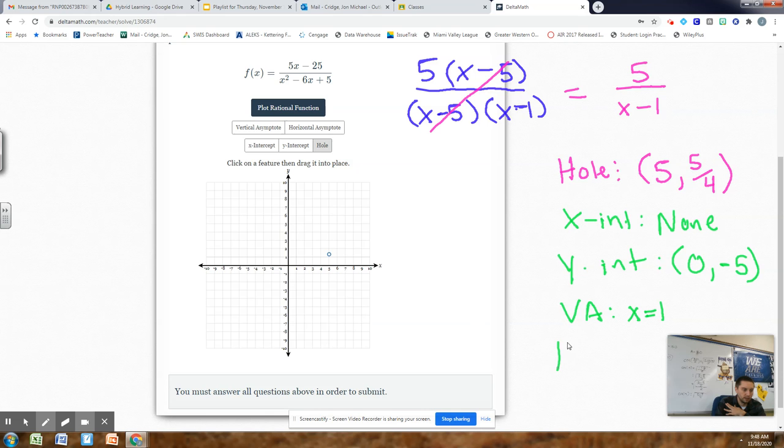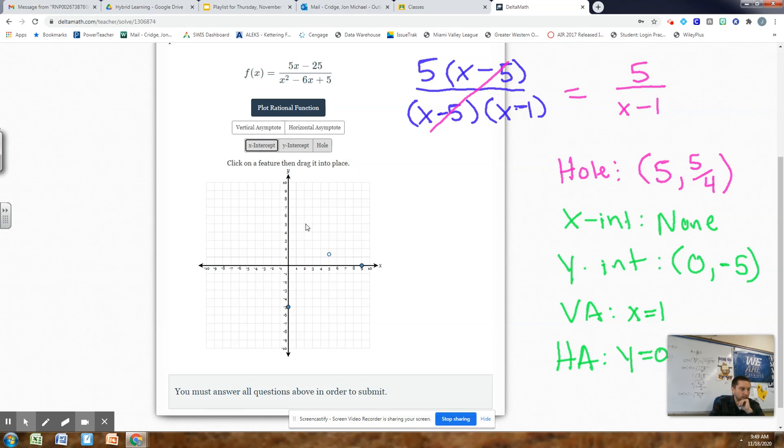And horizontal asymptote, let's see. Well, this is a bottom heavy function, so my horizontal asymptote is at 0. So I like to write all the information down, and then Delta Math is just going to have you click on it and move the points to where you want them. So we'll start with y-intercept. So I want to add (0, -5), so I click and drag this point down here.